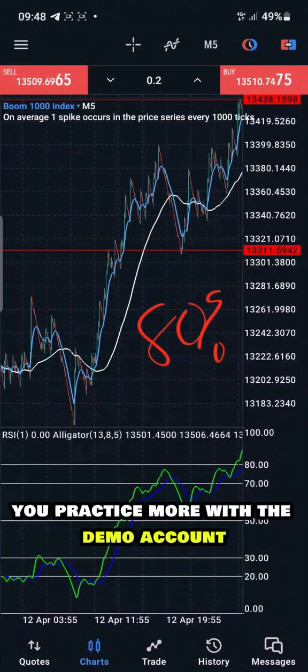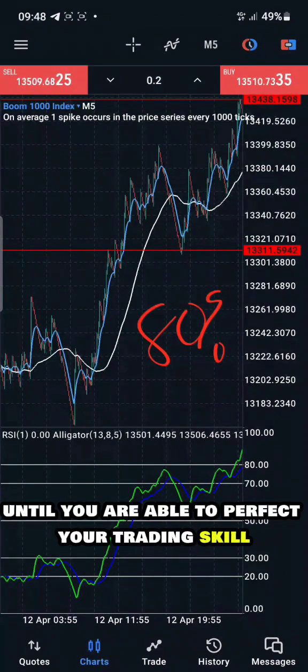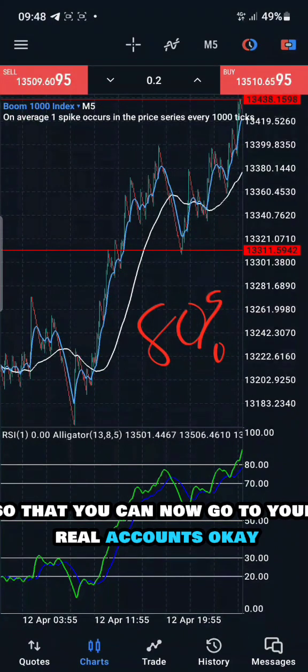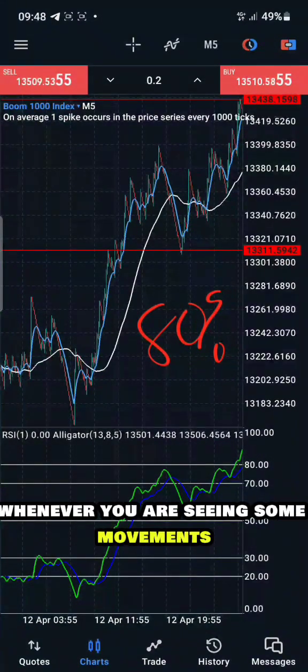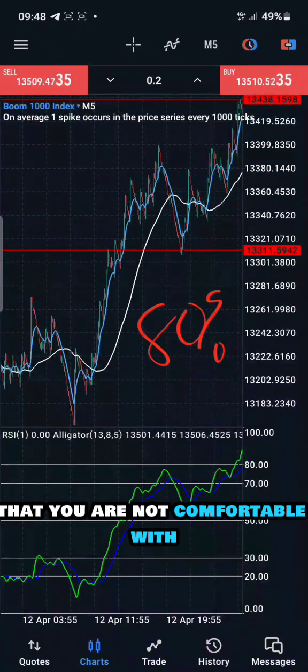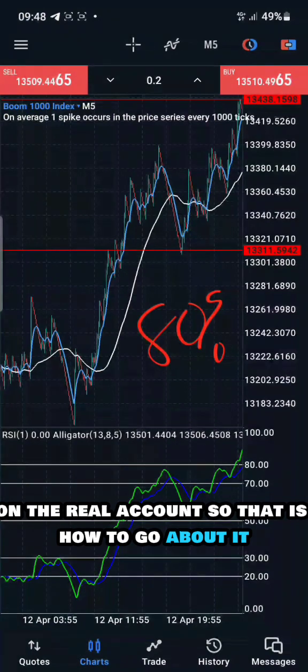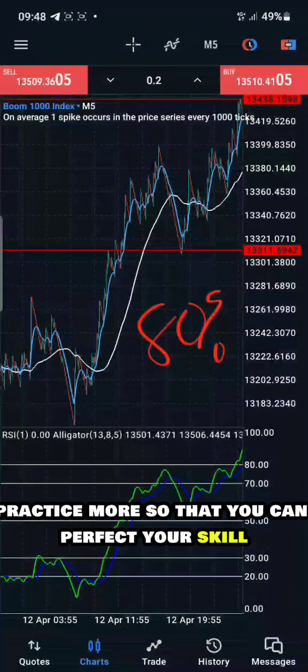You practice more with the demo account until you are able to perfect your trading skill, so that you can now go to your real account. That will give you more confidence whenever you are seeing some movement that you are not comfortable with on the real account. So that is how to go about it. Like I've always been telling you, practice more so that you can perfect your skill.